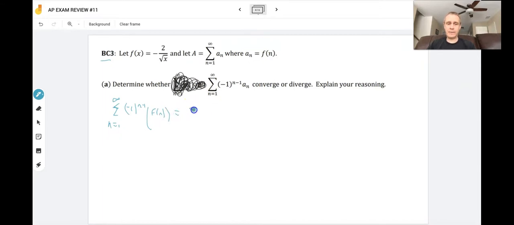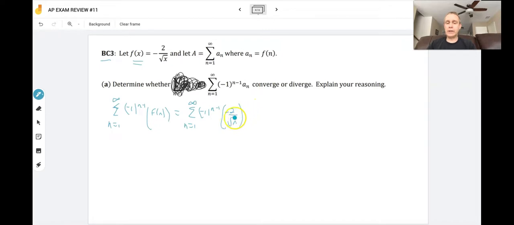To further simplify things, negative 1 to the n minus 1, f of n. Well, f of n is associated with this f of x, just instead of having n, there's x here. And this f of x is equal to negative 2 over square root of x. So I'm going to substitute in for f of n, negative 2 over square root of n.